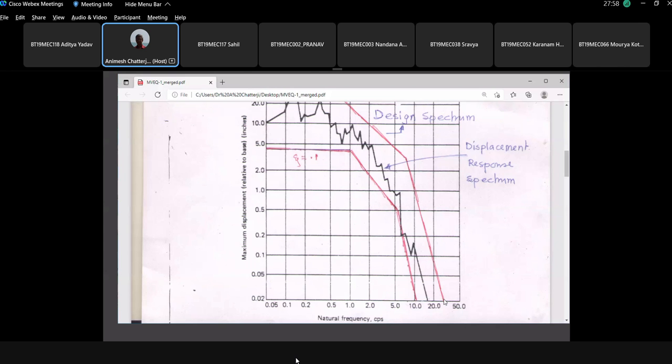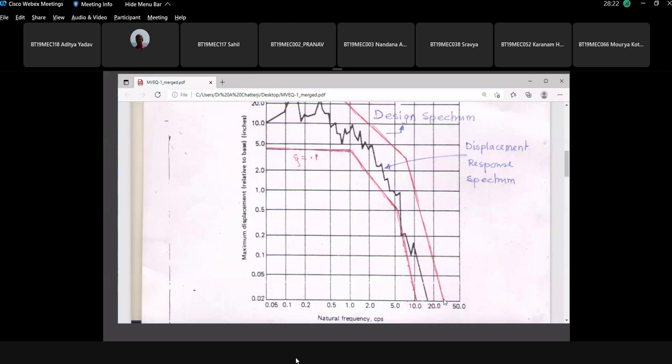Now this is a funny conclusion. Why it is funny, I will explain. This is theoretically perfectly okay, but practically not possible. The second conclusion is practically possible: increase damping. So wherever an earthquake can create havoc, we have to introduce additional damping.